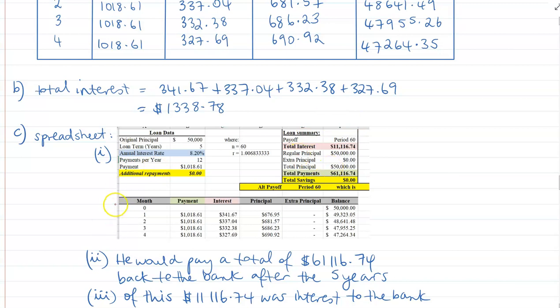For Part C, when I use the spreadsheet, I've just clipped in my entries and outputs. I can see that my calculated repayment schedule matches that of the spreadsheet's. To answer Part 2, he'll pay a total of $61,116.74 back to the bank, and of this, $11,116.74 was the interest he's paid back to the bank.